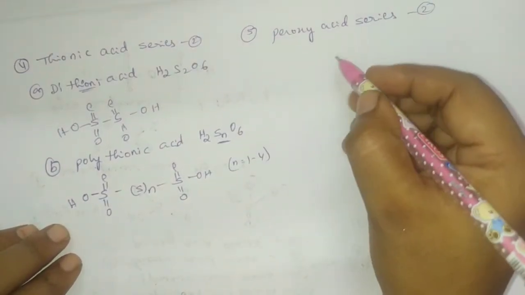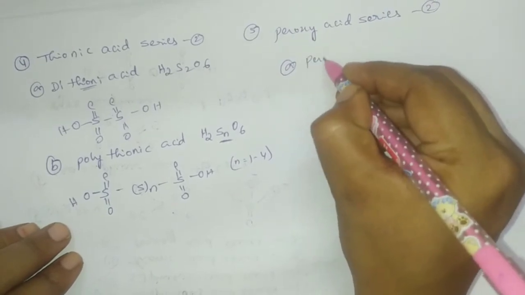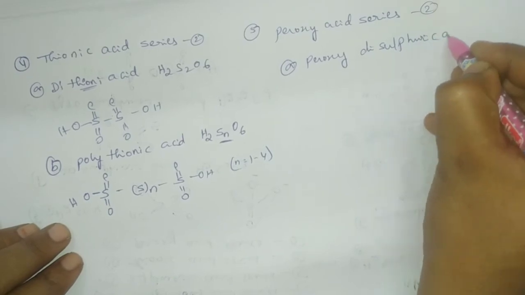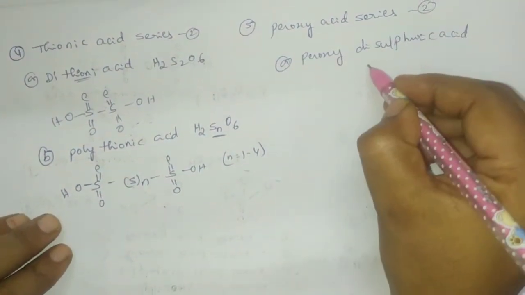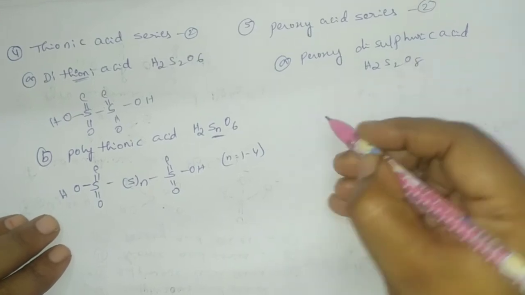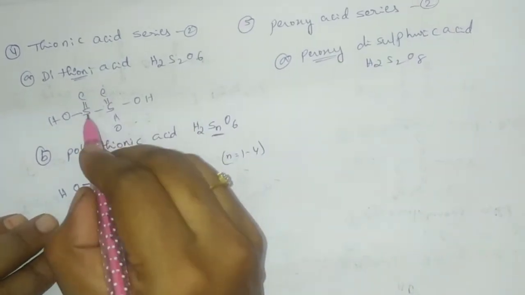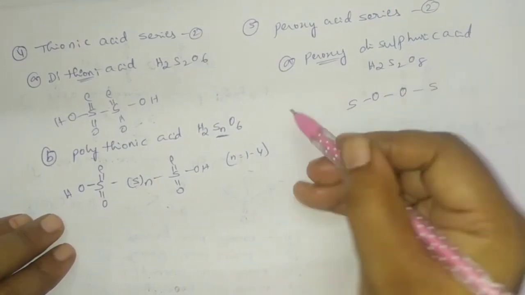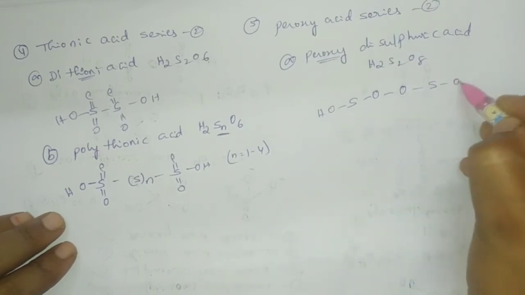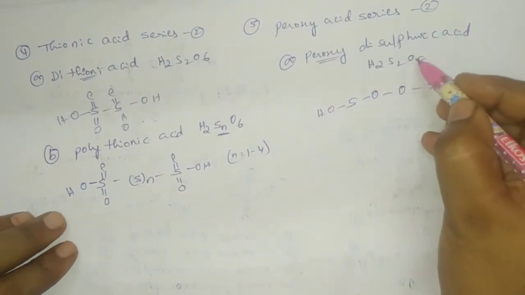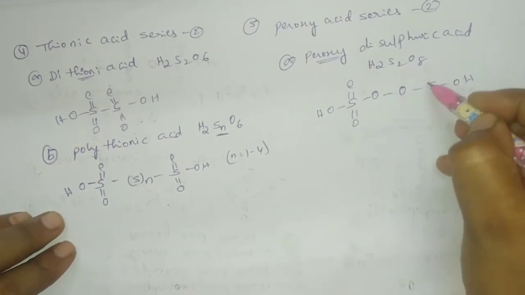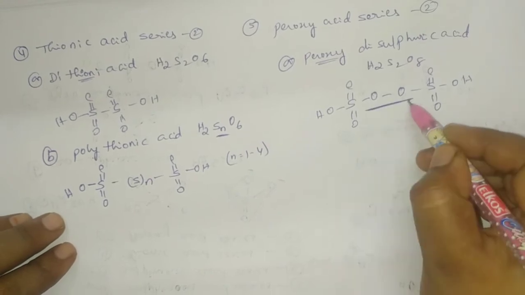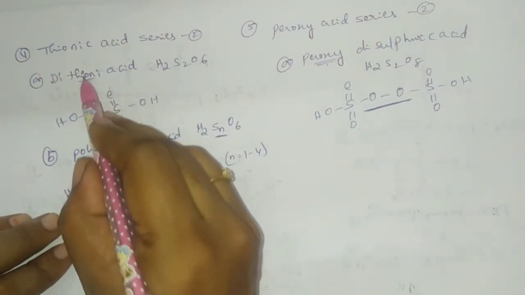Okay, then next peroxy disulfuric acid. Formula is H2S2O8. Okay, peroxy means, thio means SS linkage, peroxy means OO linkage. OO. Again sulfur, sulfur, OH, OH. 4 oxygens are left here. Remaining 4 oxygens are double bond O, double bond O, double bond O. So the structure will be completed. Remember one thing, OO linkage is called peroxy linkage, SS linkage is called thionic linkage.